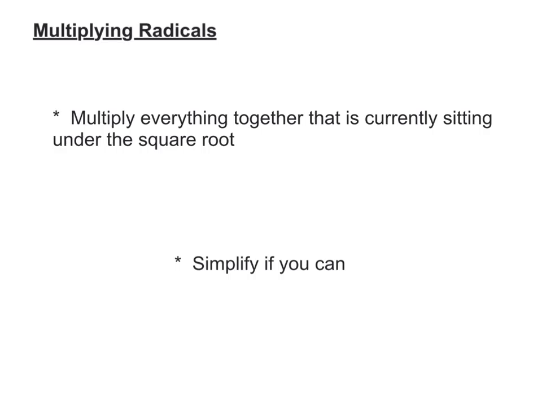All right, so the last thing we're going to do with radicals this year is multiplying radicals. When you multiply radicals, you multiply everything together that is currently sitting under the square root. So if I've got the square root of a times the square root of b, that is going to equal the square root of a times b. And then, of course, simplify if you can. In this example, I can't simplify, but we're going to do some examples.